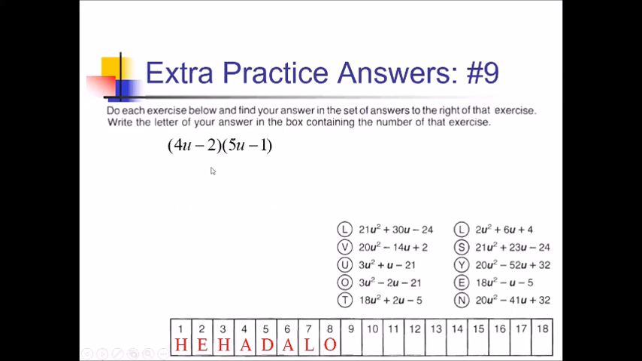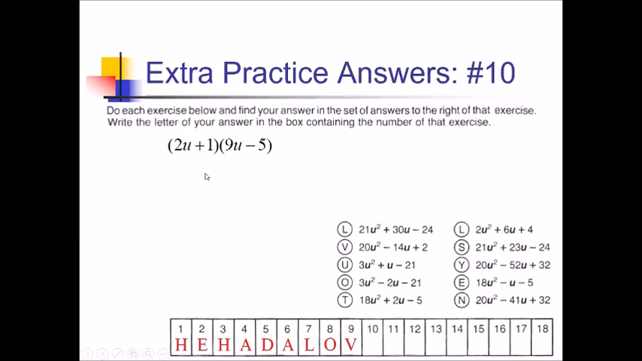On this next one now, we've got 4u minus 2 times 5u minus 1. Foiling this out, 4u times 5u, that's going to be 20u squared. 4u times negative 1, that's a negative 4u. Negative 2 times 5u is going to be negative 10u. And then negative 2 times negative 1 is positive 2. Combining the negative 4u and negative 10u in the middle, that's going to be a negative 14u going along with the 20u squared and the 2. So that's going to be a V right here, and that's going in spot 9.